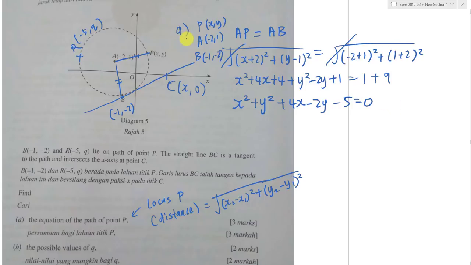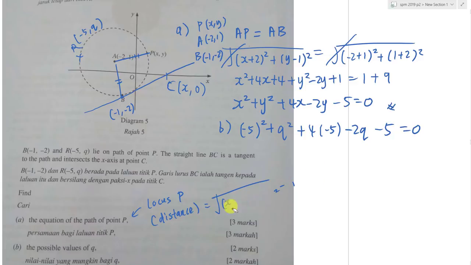So I already done part A. This is the equation of locus here. And then part B, they ask you to find the possible value of Q. Q is actually located at the R here. Since R lies on the locus, I can substitute the x value into the equation of locus to find my y value. This is always the case. So my x is negative 5, squared, plus my y is q, squared.